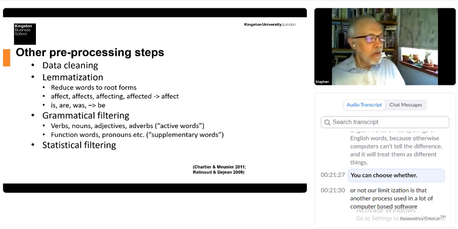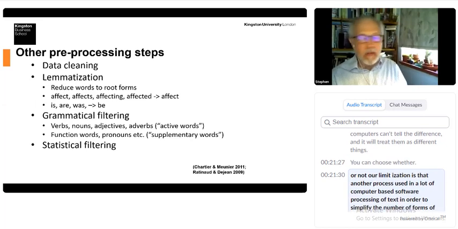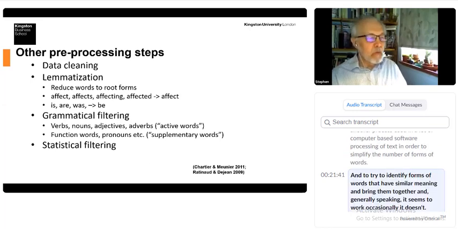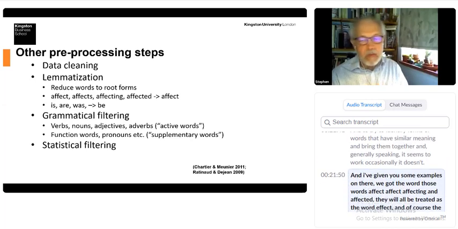You can choose whether to lemmatize or not. Lemmatization is another process used in a lot of computer-based software processing of text in order to simplify the number of forms of words and to try to identify forms of words that have similar meaning and bring them together. Generally speaking, it seems to work. Occasionally it doesn't. I've given you some examples on there: the words affect, affects, affecting, and affected will all be treated as the word affect. And of course, the different forms of the verb to be will be changed.